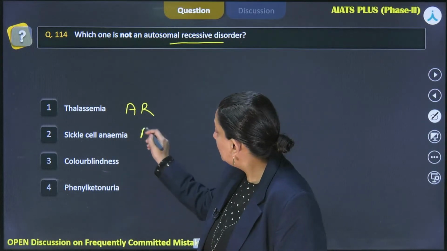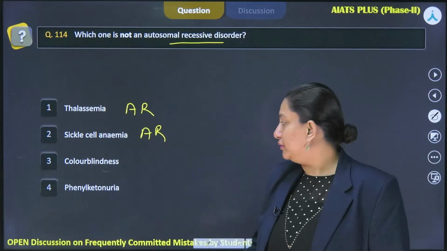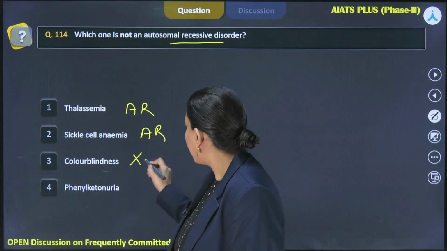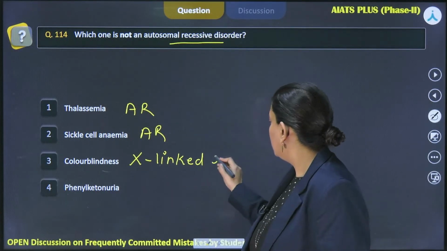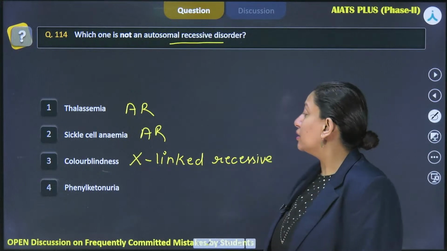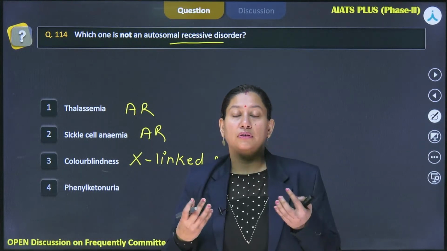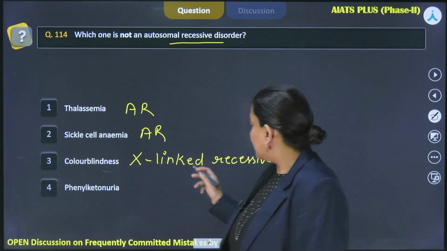Then we are talking about color blindness, right? So over here this is an X-linked recessive disorder, right, in which the color perceptive components of your eyes are going to get affected. So this is an X-linked recessive disorder.